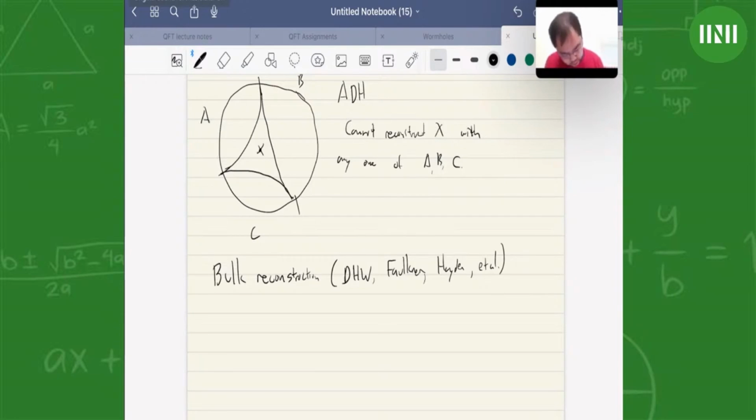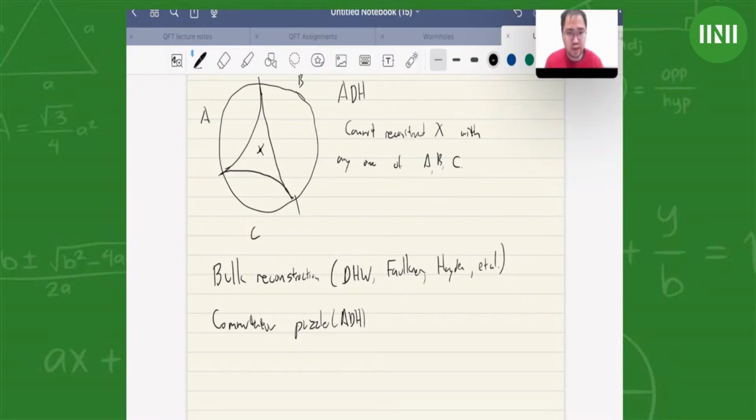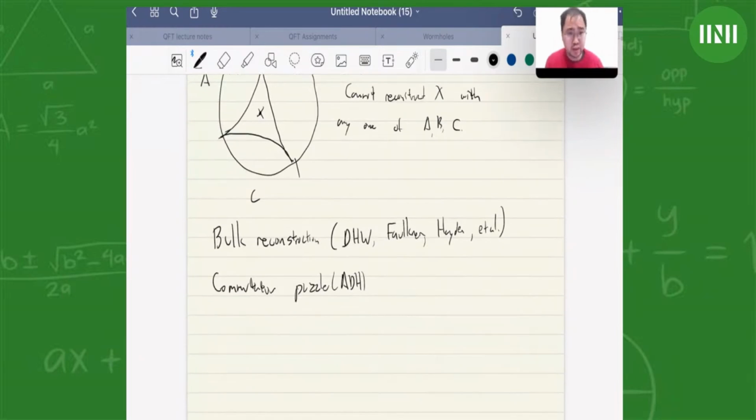The original quantum error correcting code picture solved the so-called commutator puzzle in ADS-CFT. Where the commutator of two operators, when calculated from the boundary, looks like it's non-zero, and calculated in the bulk looks like it's zero. And so if it's an exact duality, how can this be? And the correct answer to that question is that the commutators are zero in the logical Hilbert space, but non-zero in the physical Hilbert space.